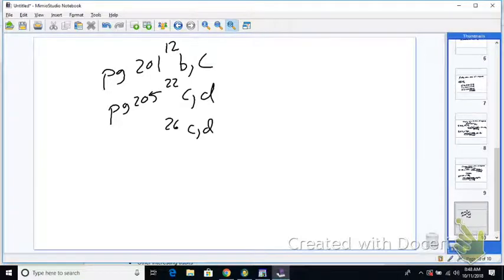I'll come around and look at your answers tomorrow, and if everybody's getting a majority of them right, then we'll move on and do what's called percent composition.